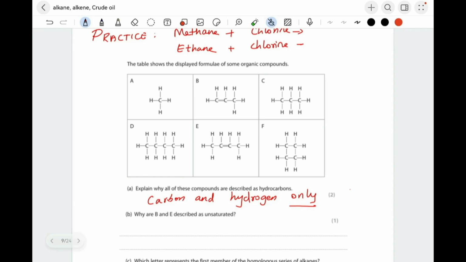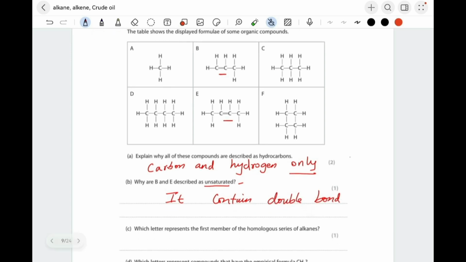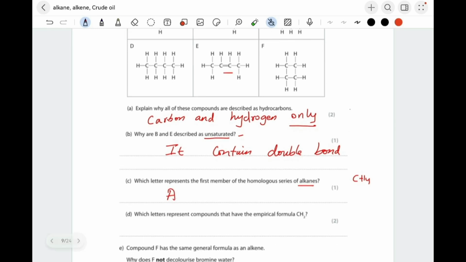Why are B and E described as unsaturated? Unsaturated means it contains a double bond. In B we have a double bond. E also we have a double bond. So we say it contains a double bond. Which letter represents the first member of the homologous series of alkanes? So the first member is CH4. The letter A represents the first member of the series.